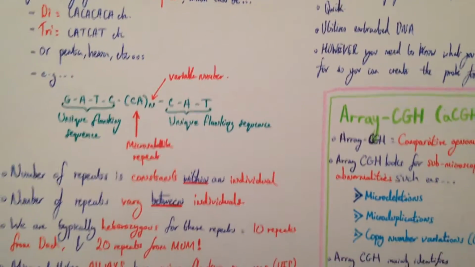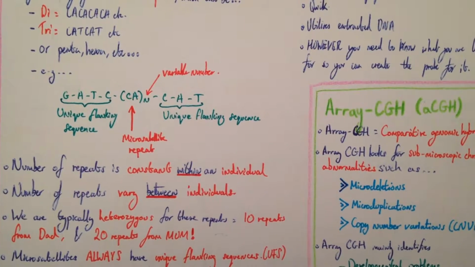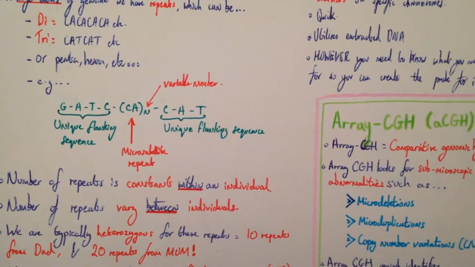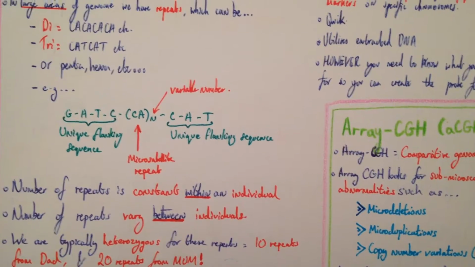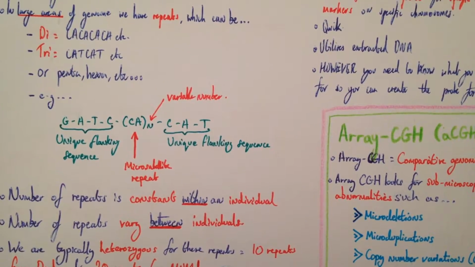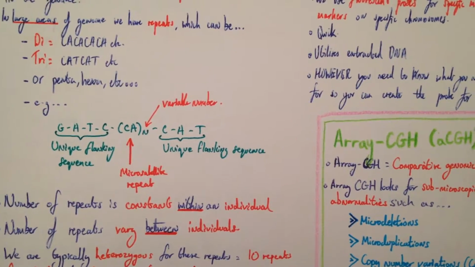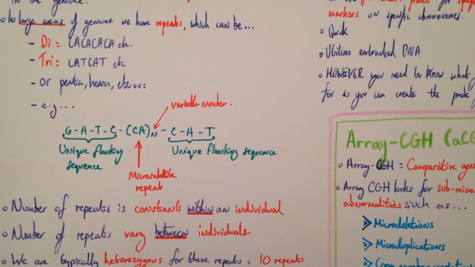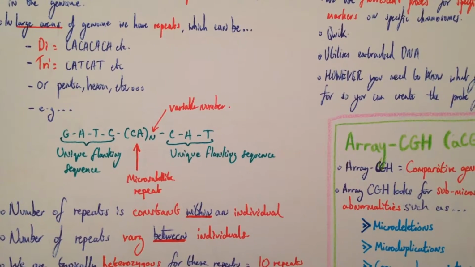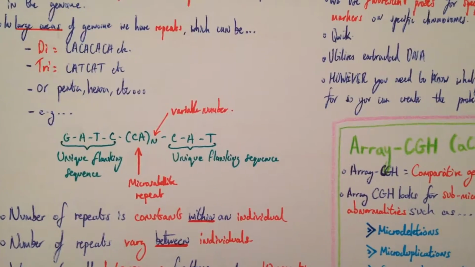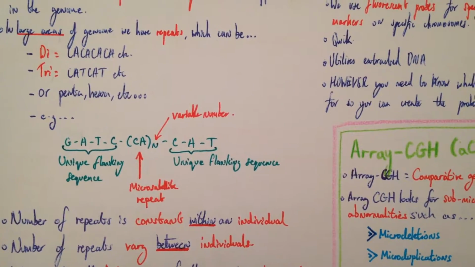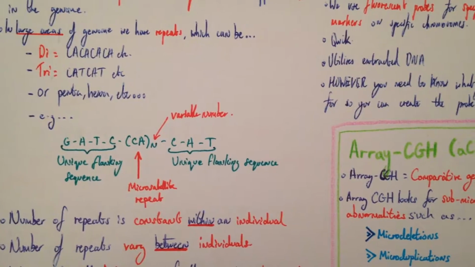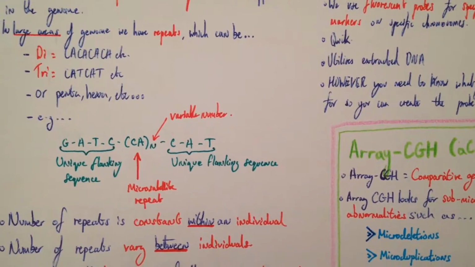We have two unique flanking sequences on either side of the microsatellite. We have the microsatellite in the center, which can be di, for example CA, with a specific number of repeats, which is called the variable number, shown as n. Or it could be tri, such as CAT, or tetra, like CATG, something like that. And it can be hexa.